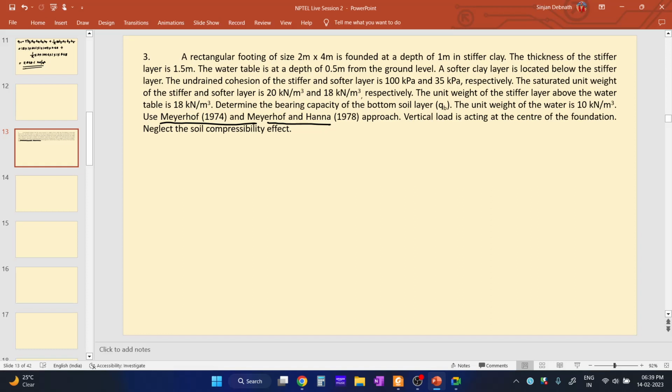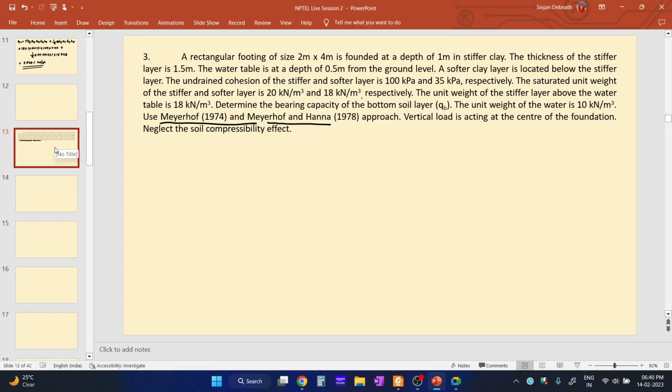So you will find this approach in the week 4 lecture, and I will also show you how to solve using this approach. This is a single approach, Meyerhof 1924 and Meyerhof and Hanna 1978 approach. So first of all, let me brief about this approach. Let me show you how to calculate using this approach. Later on, I will solve this sum.